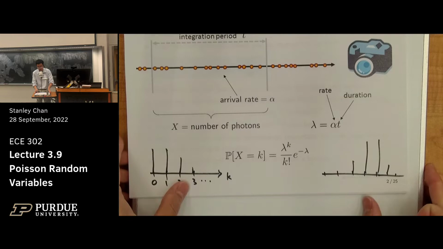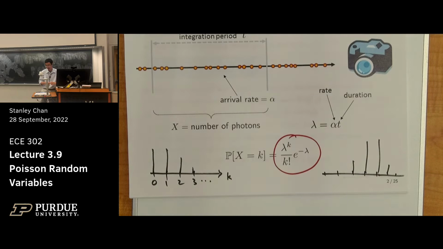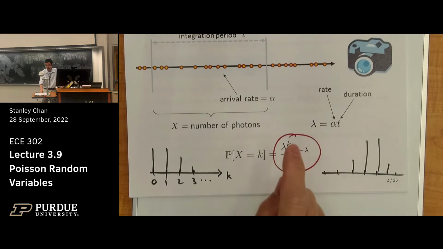Now, on the right-hand side of this equation, you can see this funny thing here. That's not a very easy thing to understand. Compared to the Bernoulli random variable, p and 1 minus p, or the binomial random variable, n choose k, p to the power k, 1 minus p to the power n minus k, that's very easy to understand. But here you have lambda to the power k over k factorial, e to the power minus lambda. Where does it come from?